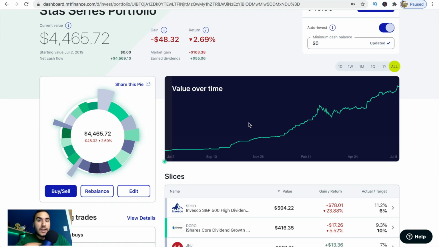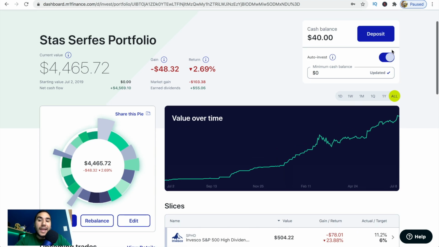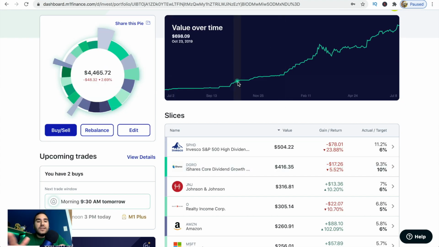And me personally, guys, since I'm more hands-on with my investments, I don't really want to be too passive with this portfolio. I have auto invest off, which is another awesome thing. You can really control it, whether you want it on or off. It's all up to you at the end of the day.